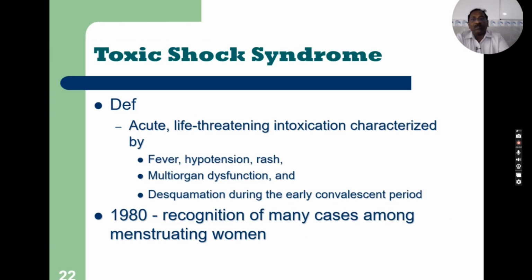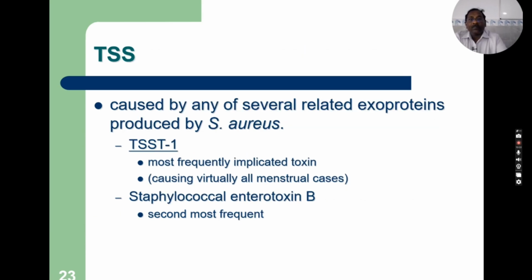So this is toxic shock syndrome, an acute, life-threatening intoxication characterized by fever, hypotension, rash, and multi-organ dysfunction. So this is toxic shock syndrome. The patient is febrile, hypotensive, with tachycardia, hyperpnea, and there may be oliguria, and then maybe jaundice. So there is multi-organ dysfunction. Desquamation during the early convalescent period. It's caused by any of several related exoproteins produced by Staph aureus.